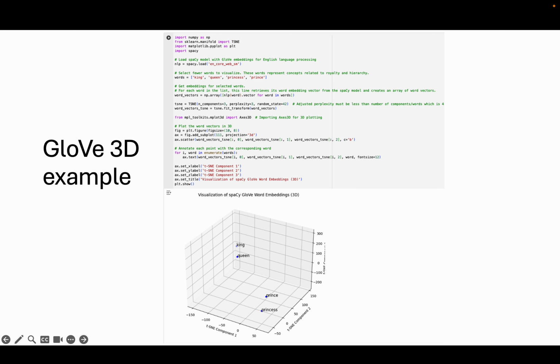Each point in the plot represents a word, and its position in the 3-dimensional space reflects the similarity between words. Notice that king and queen occupy the top left corner, with princess and prince situated in the lower right corner, kind of showing their hierarchical relationship. So this 3D visualization also offers a perspective on semantic nuance captured by the word embeddings.